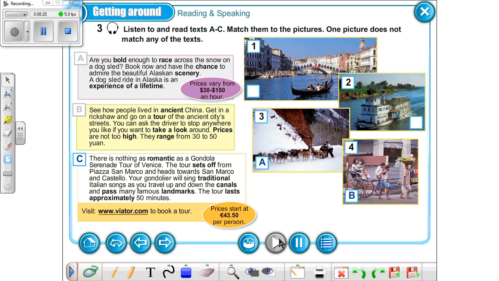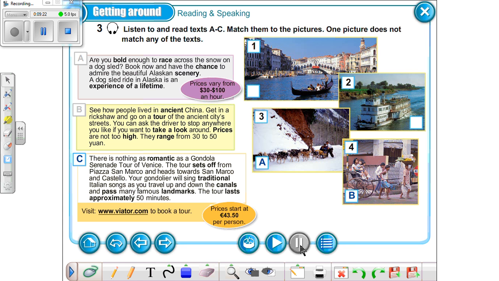Listen again. There is nothing as romantic as a gondola serenade tour of Venice. The tour sets off from Piazza San Marco and heads towards San Marco and Castello. Your gondolier will sing traditional Italian songs as you travel up and down the canals and pass many famous landmarks. The tour lasts approximately 50 minutes. Prices start at 43 euros and 50 cents per person. Visit www.vieta.com to book a tour.